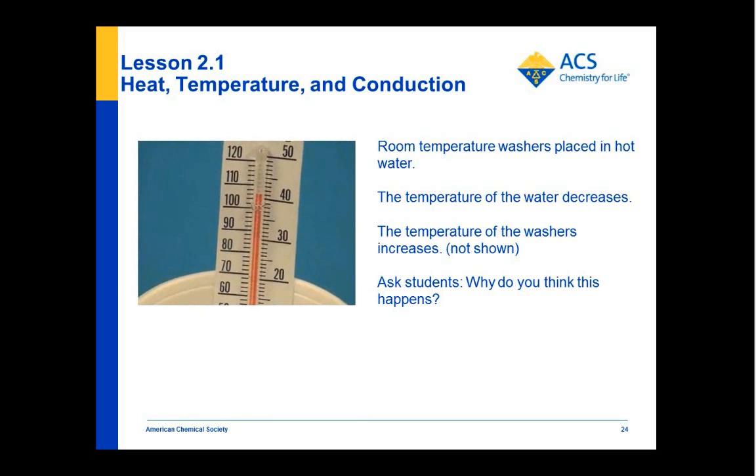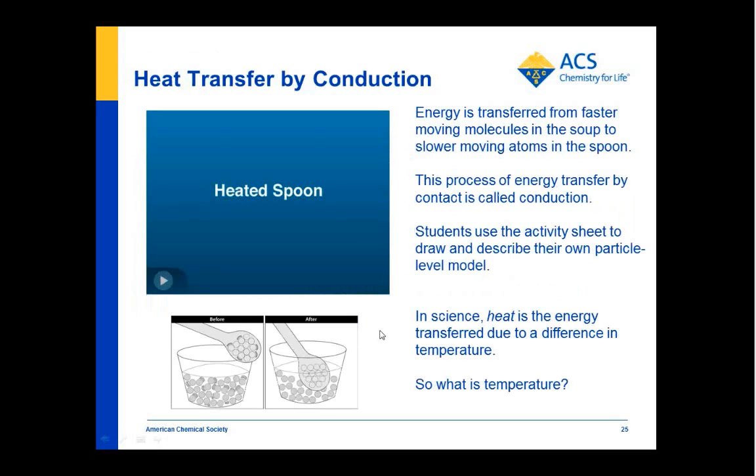So the question for kids is, why did this happen? Why did the temperature of the water decrease when we put those room temperature washers in there? It's not shown here, but we also have the kids take the temperature of the washers afterwards. So the temperature of the water goes down, the temperature of the washers goes up. So the question is why? Why does this happen? And we use the analogy of putting a spoon into hot soup. If you're not careful, that spoon can burn your mouth because it gets pretty hot. Even though it started at room temperature, you put it in the hot soup, and somehow its temperature changed.